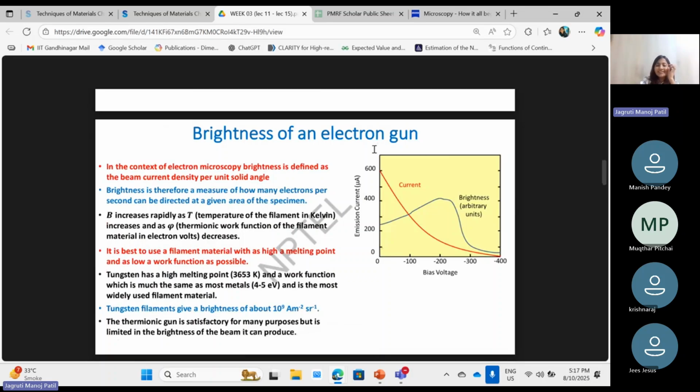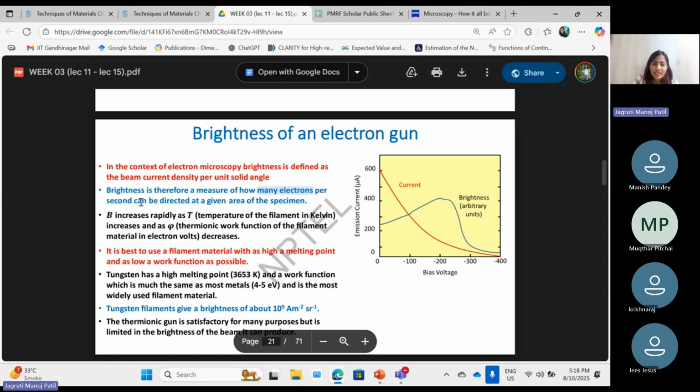This brightness is not what you see on your phone, where you increase the brightness so that the amount of light coming through increases. Eventually, this brightness also governs the number of electrons. It is the beam current density: how much current your beam passes at a particular area in the sample, per solid angle, at a different cross section. It tells you how many electrons per second can be directed at a given area of the specimen.